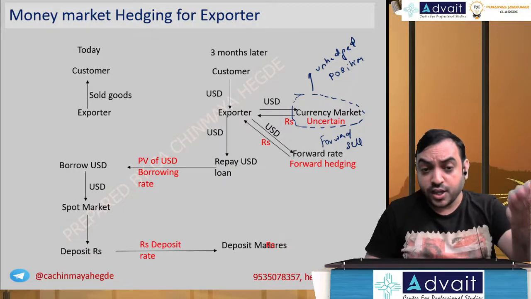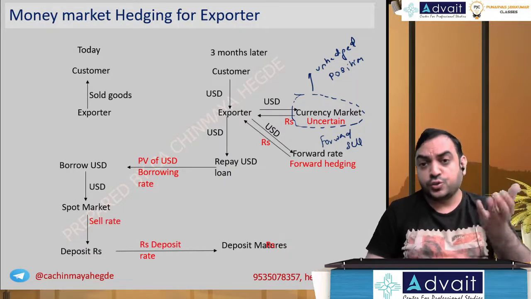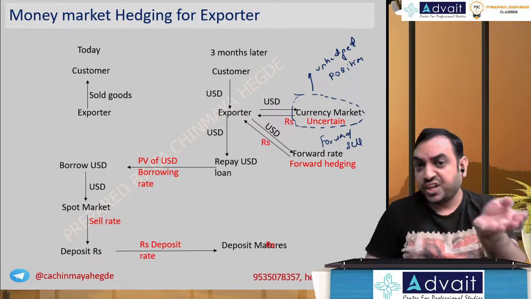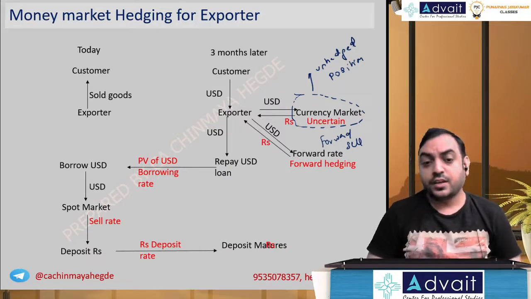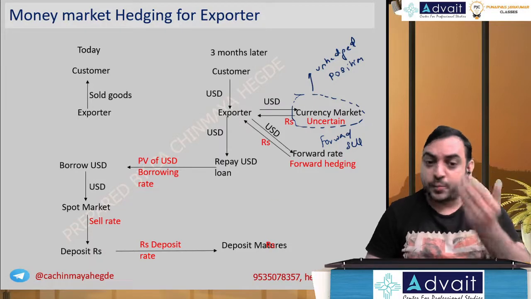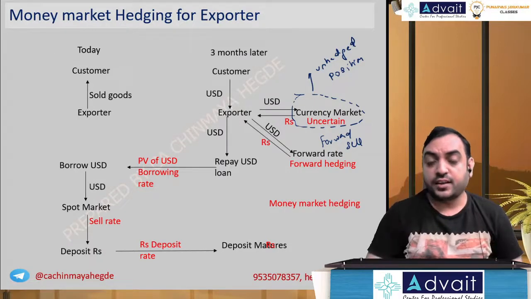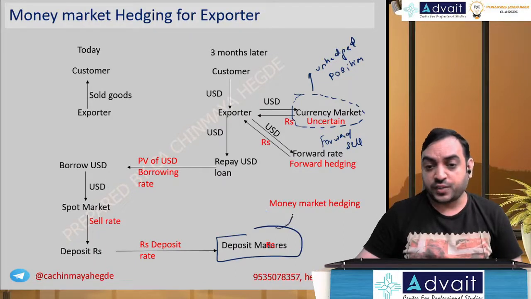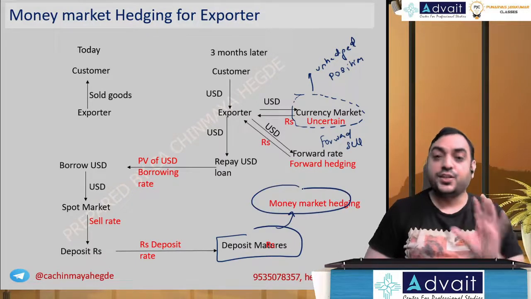And the US dollar, you are converting to rupees for your deposit. So you are going to use the sell rate, dollar to rupees. Dollar is sold and rupee is your deposit. So the deposit rate. So ultimately whatever you get, that is the effective proceeds. Deposit matures, effective proceeds under money market hedging.